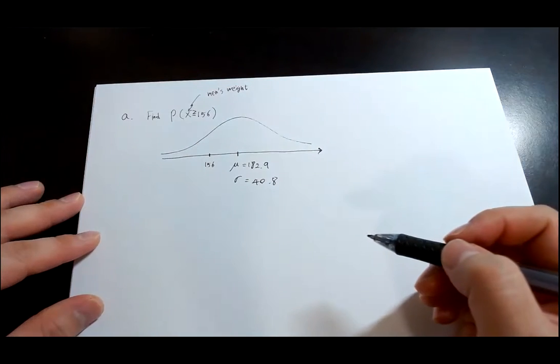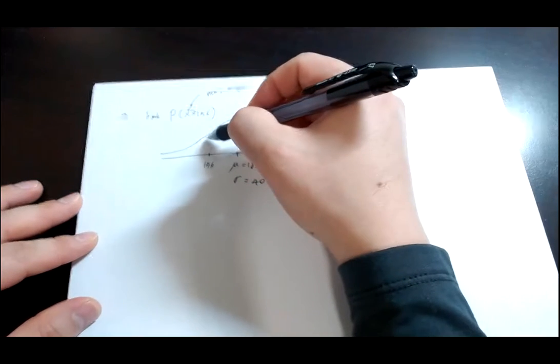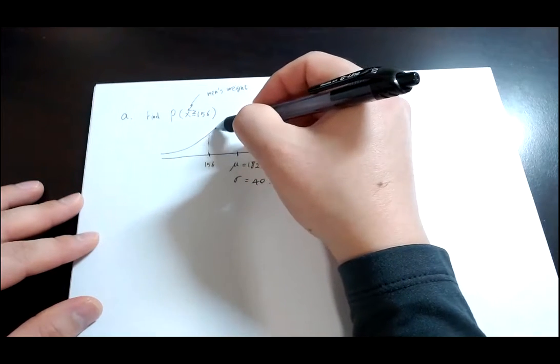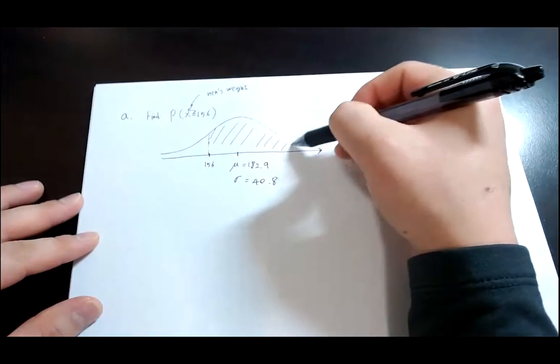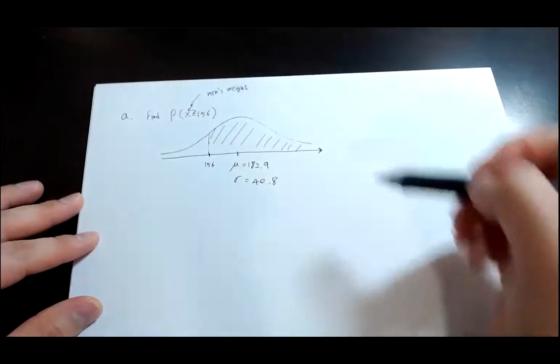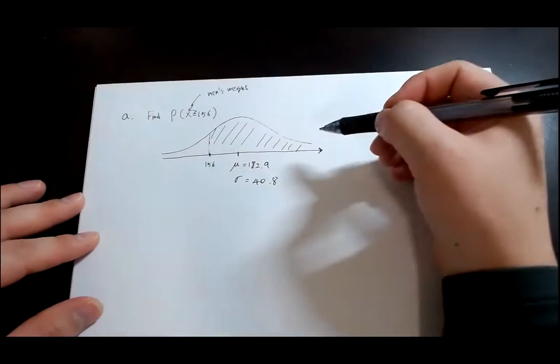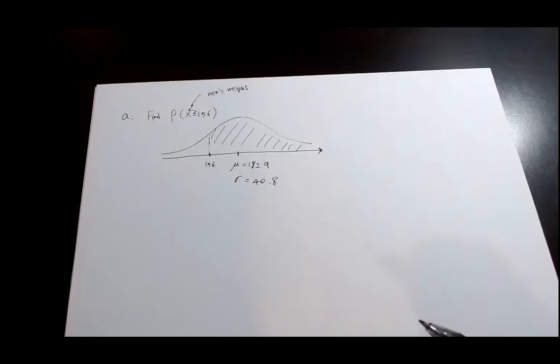Since X is greater than or equal to 156, we have to find the area of the shaded region from 156 to infinity. How can I find this? We have to use a normal CDF in the calculator.